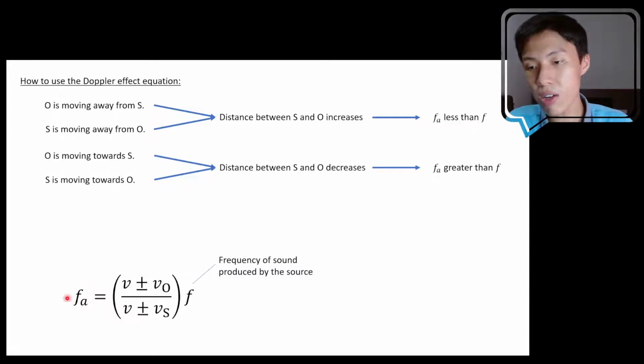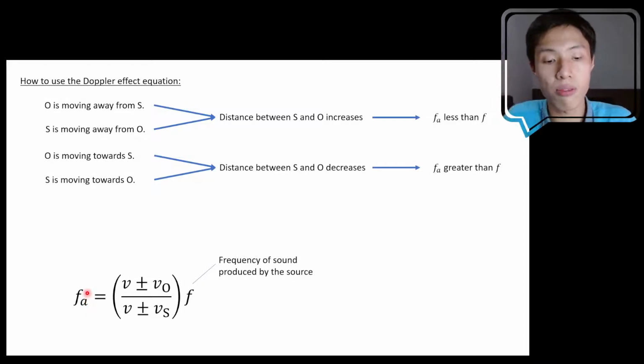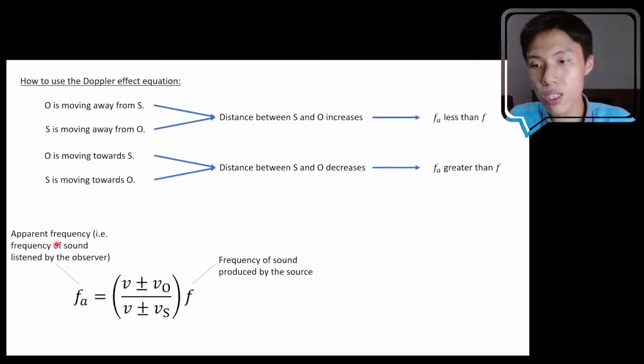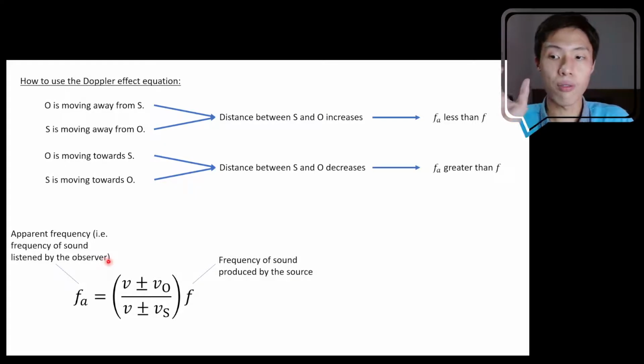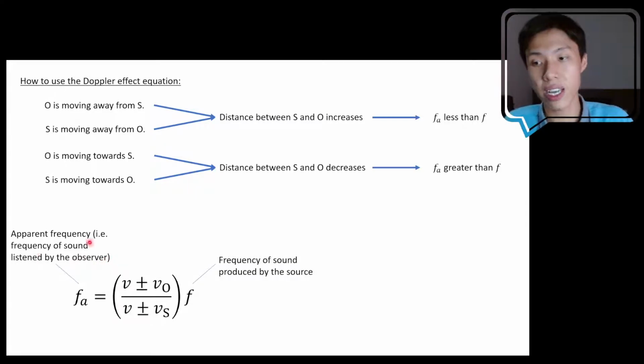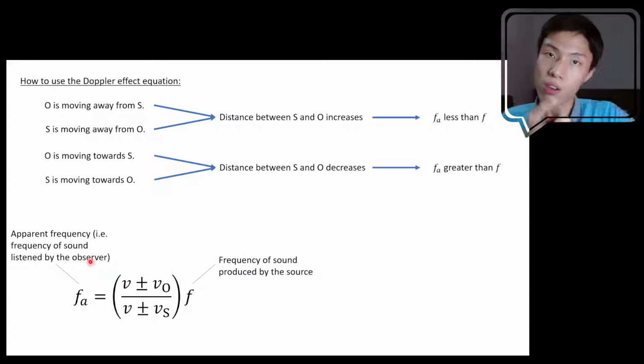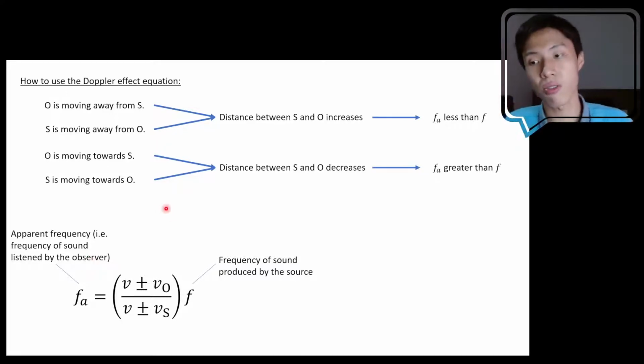On the left hand side of the equation, you have F subscript A. A represents apparent. Apparent means it's the one that is perceived, observed. So this apparent frequency is the frequency of sound heard by the observer, or detected by a microphone, any kind of receiving machine. Your ear is also a receiving end, so it's the frequency of sound heard by the ear of the observer. So this one is the source, this one is the observer.